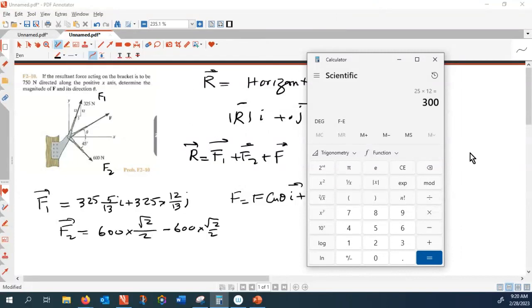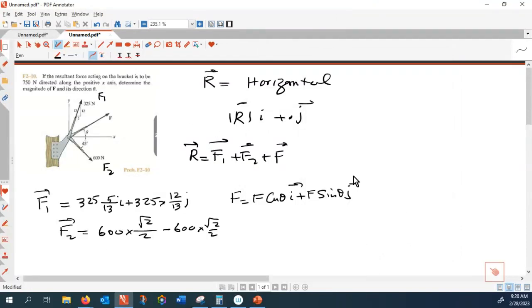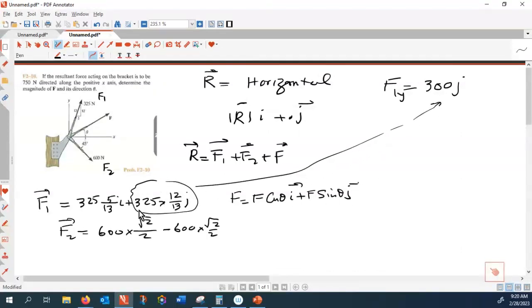That is 300. Okay. So if I write this one, f1y, that is 300j. Correct? So this is this term here. And what about the j component of the second force? The j component of second force, that is f2y, that is equal to minus 300 root 2. Correct?